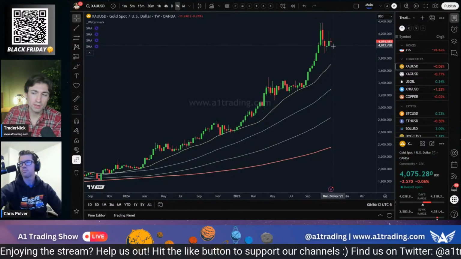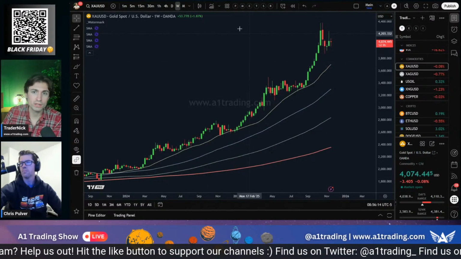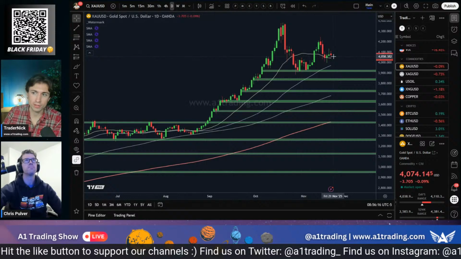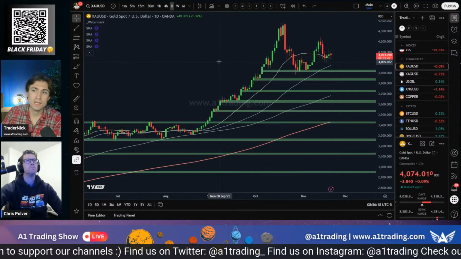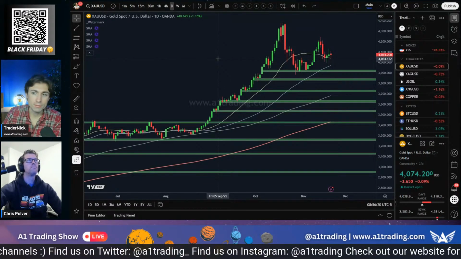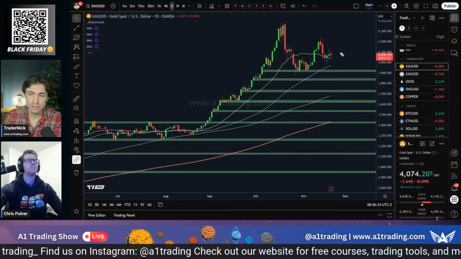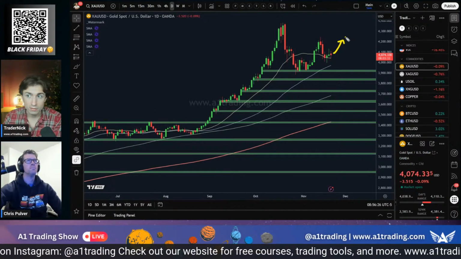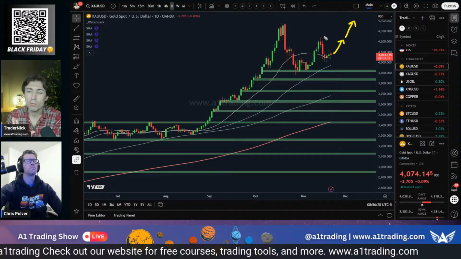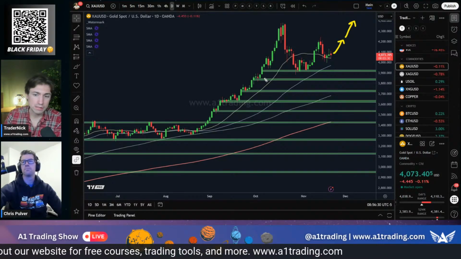And then you have gold, which is incredibly well above its weekly moving averages. If we take a look at the daily time frame, we're retesting this 20. I do think there is still momentum in this chart, and I don't like to fight momentum. So I am a fan of thinking that we could get some continued strength. Maybe we even go back and retest these highs.